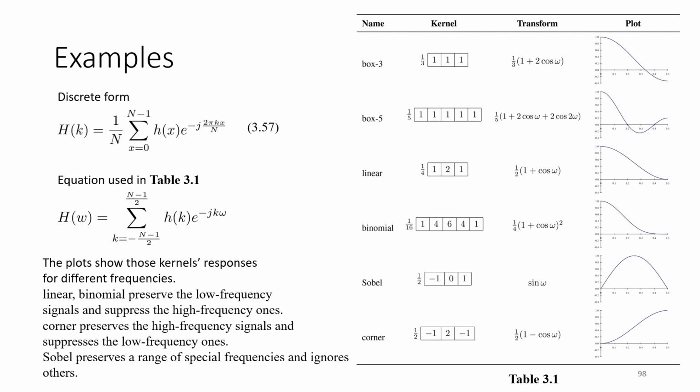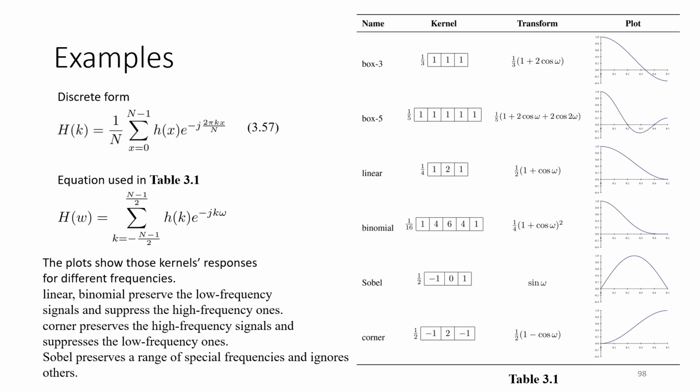So these are the kernels we used for our one-dimensional linear filter. If we use the discrete form of the Fourier transform, what function will we get? It will look like this one. And for different filters, we will get different transformed functions. And if we draw the figure, it will look like this one.